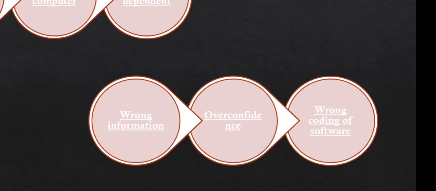Lastly, we have wrong coding of software. Sometimes the software is not coded correctly. Now, the software may get errors and show wrong results. It will also show errors when you try to fetch data. So, the IT staff of the company have to make sure that the software works well before handing it to the management staff.